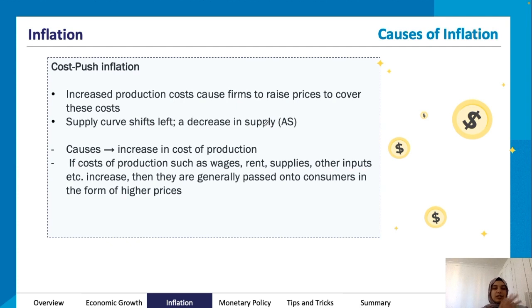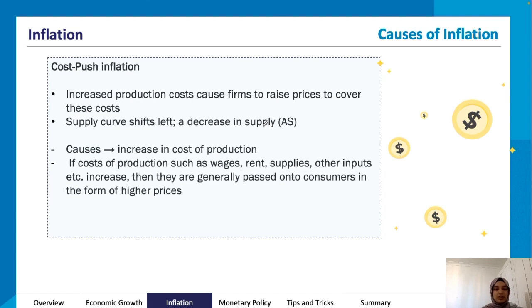So therefore, when a consumer comes to buy the cake, they're now paying more because the general price of the good has increased, and so that is inflation. So that is what cost push inflation is. So the supply curve shifts to the left, and there's a decrease in supply, also known as aggregate supply. Okay, so the cause is an increase in the cost of production.